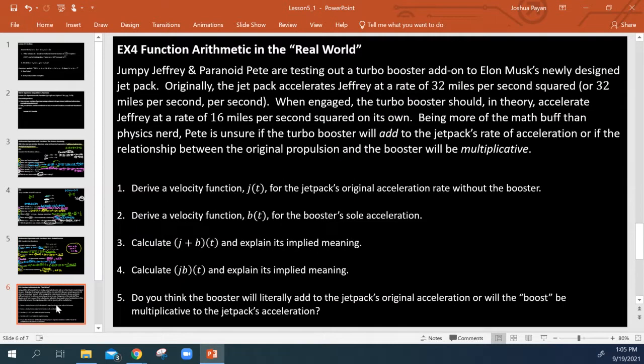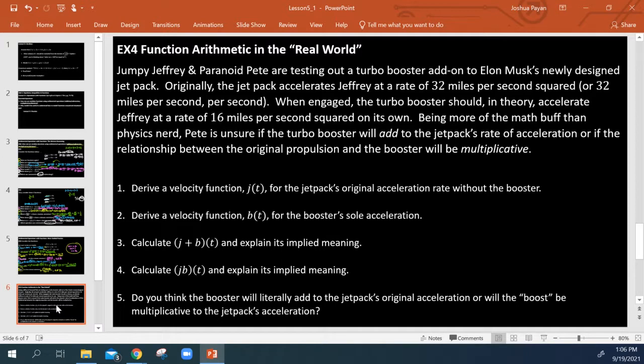Okay, so now a real world, quote unquote, example. So we've got Jumpy Jeffrey and Paranoid Pete. They're still messing with that jetpack that Elon Musk designed. So originally the jetpack accelerates Jeffrey at a rate of 32 miles per second squared, right? Which means 32 miles per second per second. So every second he's going 32 miles an hour faster.